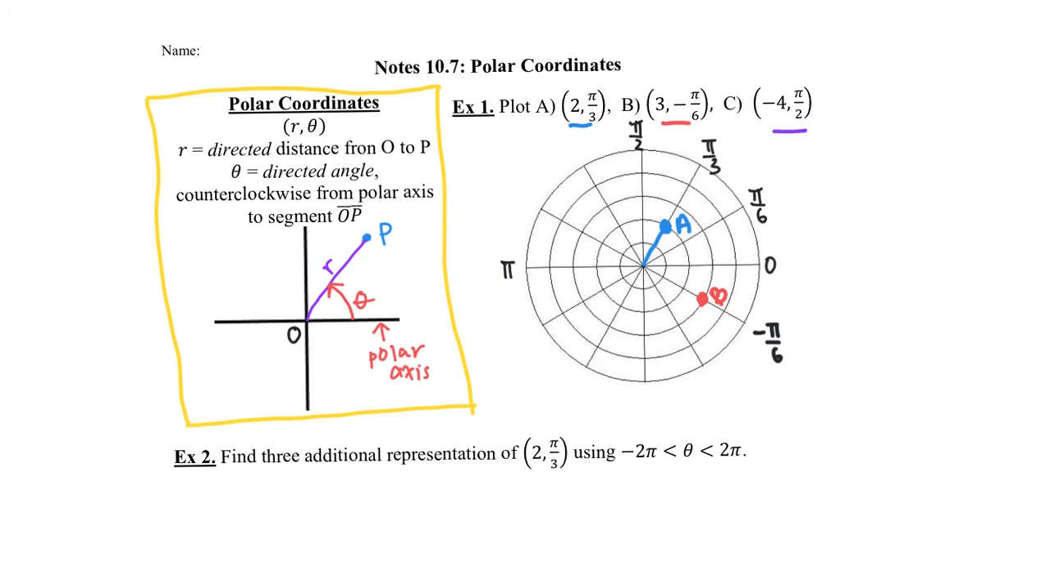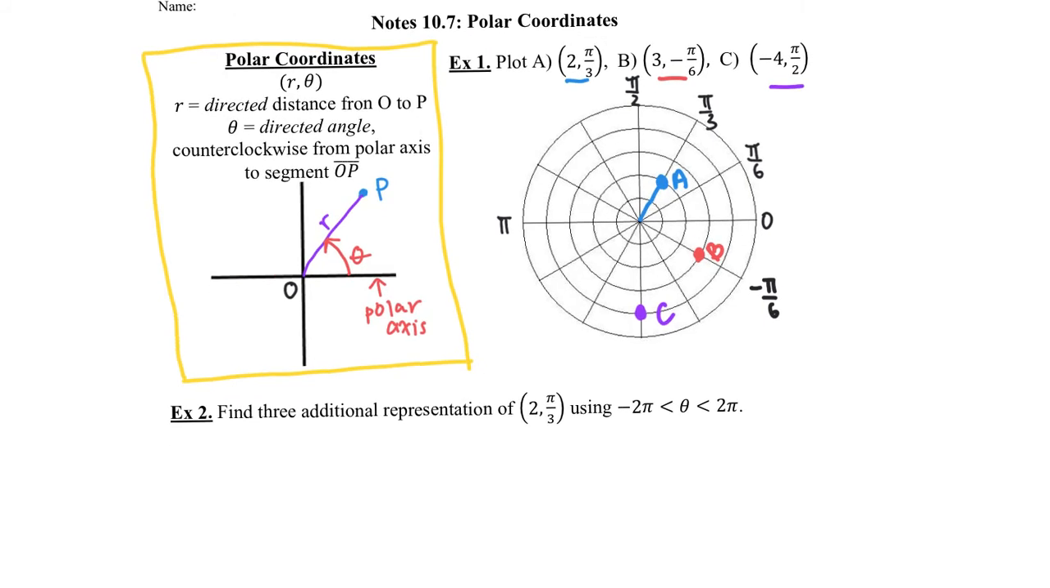r is negative 4, theta is pi over 2, so pi over 2 is along this line. But from O, I want to travel negative 4 units. If I'm going negative 4 units, I'm actually going to go backwards. 1, 2, 3, 4 units. So this is point C down here. Now, each of these ordered pairs for the polar coordinates are not unique. For example, for C, I could have also called this one positive 4 comma 3 pi over 2, and that would have been the same exact point in the polar plane.